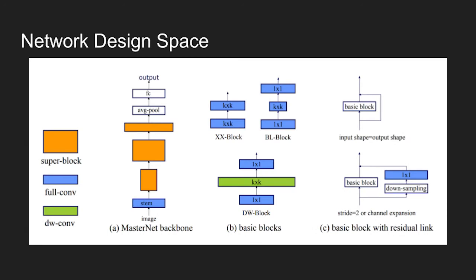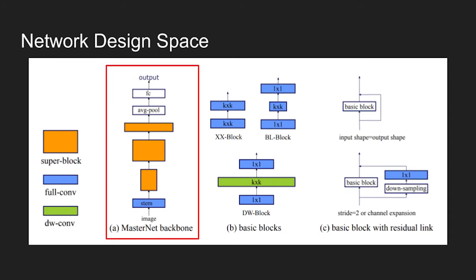The authors focus on regularized structural space where the main body of the network consists of several superblocks without skip link. The network is called masternet. Each superblock is stacked by several basic blocks of the same type and width, and a superblock is parameterized by its depth, width, and stride.